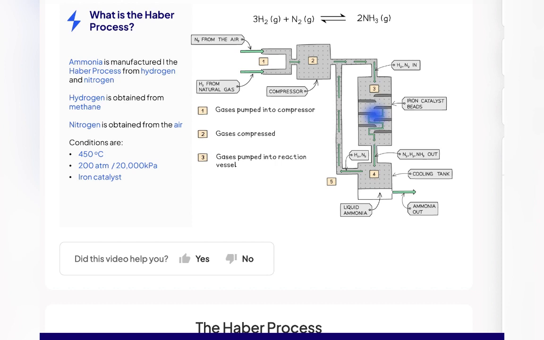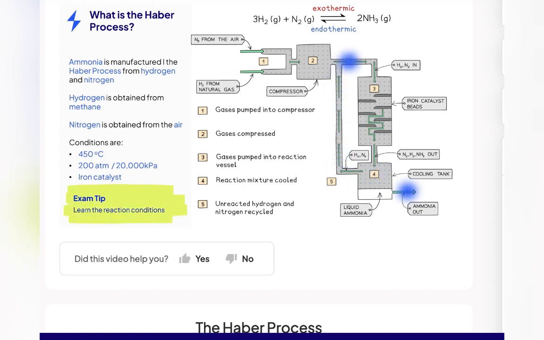The forward reaction is exothermic, and the reverse reaction is endothermic. The reaction mixture leaving the reaction vessel, which contains a mixture of all three gases, is cooled. Ammonia has a higher boiling point, so it condenses, and liquid ammonia is removed. Nitrogen and hydrogen remain as gases, and they are recycled back into the reaction vessel. Make sure you learn these reaction conditions.